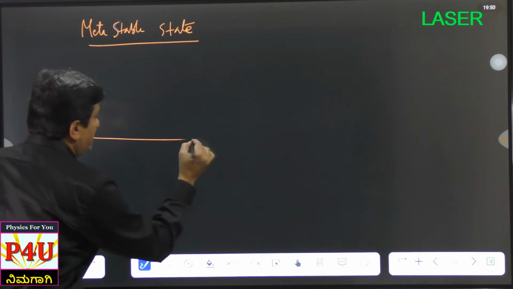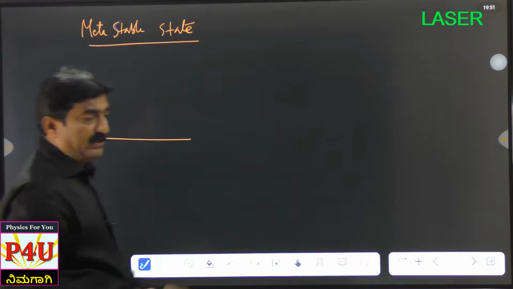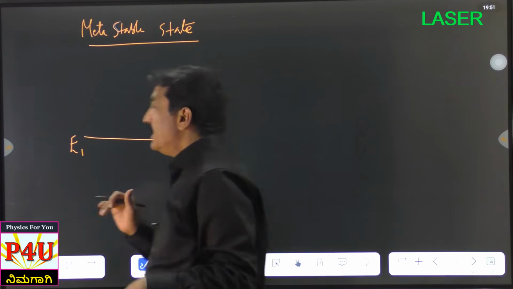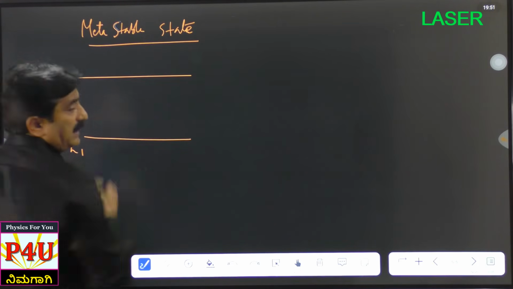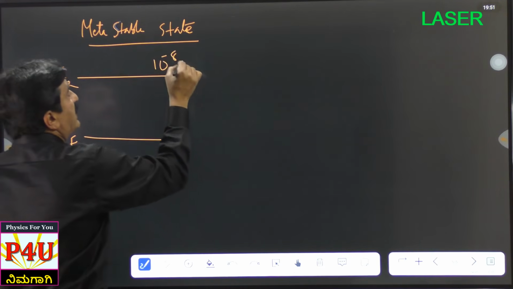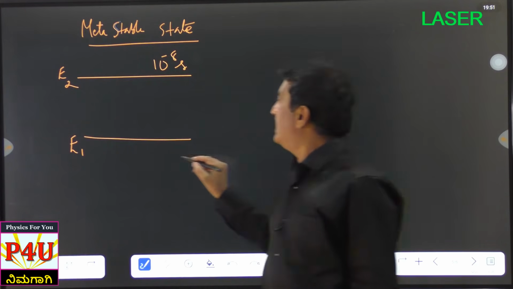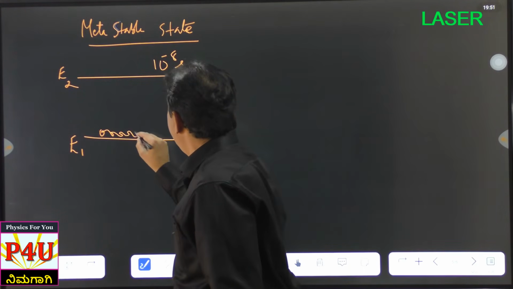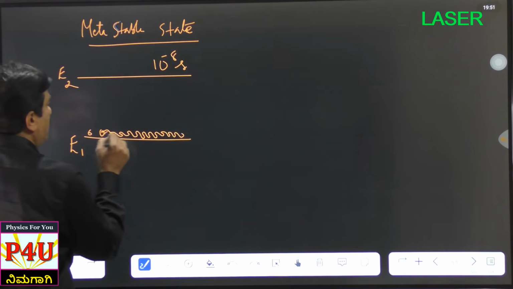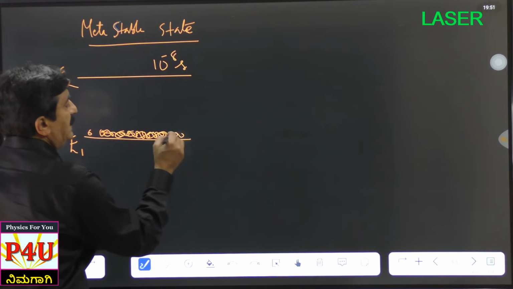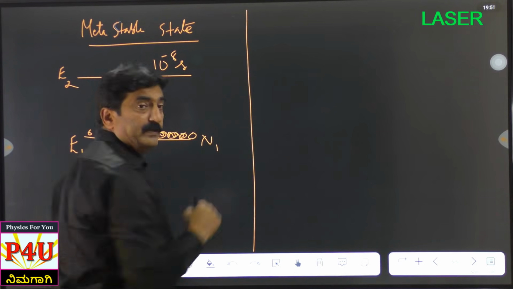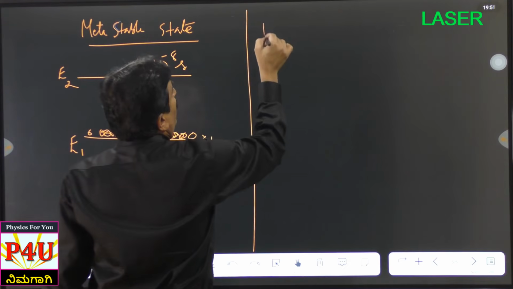Dear students, just now I said the ground state is highly stable. If you put the atom in the ground state, it can stay forever. It can stay there for any number of days. If you take the atom to a higher level, it cannot stay beyond 10 power minus 8 seconds. Let us say there are 100 or 1000 atoms, there are so many atoms in the ground state. Obviously atoms will be there in the ground state. So this is the population of the ground state, that is N1.